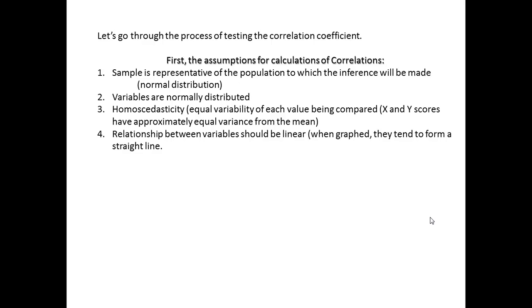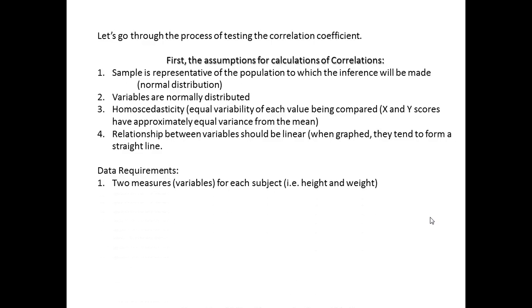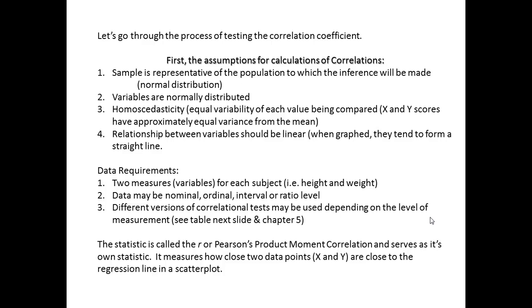We also want to have some idea that the variables that we're correlating are related somehow to each other in a reasonable way. We would not expect BMI and IQ to be correlated, but we might expect BMI and height to be correlated. When we look at the data requirements for making comparisons, we need to assure that we have 2 variables per subject. The data may be any level, but we may have to select special types of correlations depending on the level of measurement.